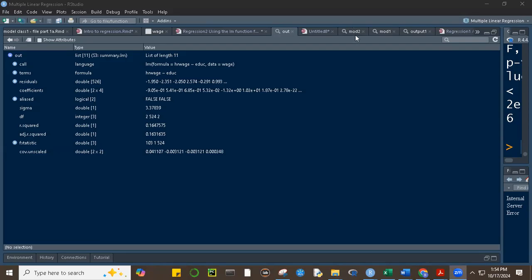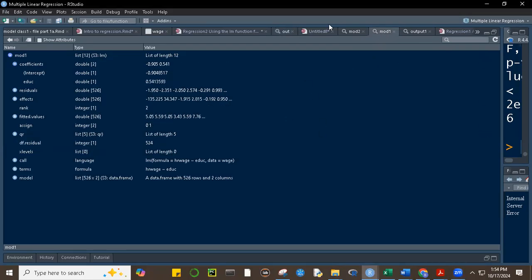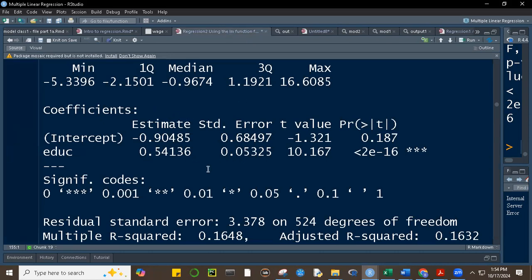But what is 3.378? We're talking about the standard error. What you showed is the residual standard error. That's not what we want. We want this one: the estimate standard error of the intercept and the slope, not the standard error of your residual. That's different. So what we want is this one.